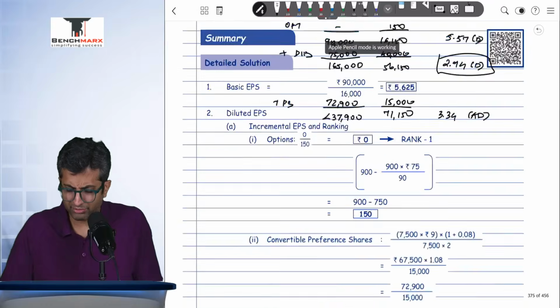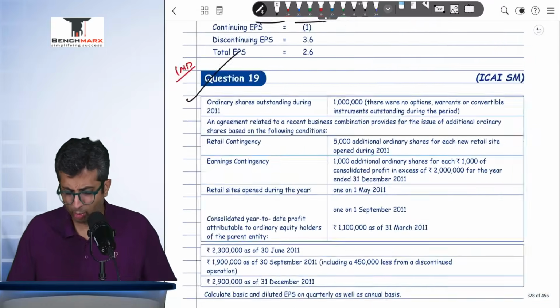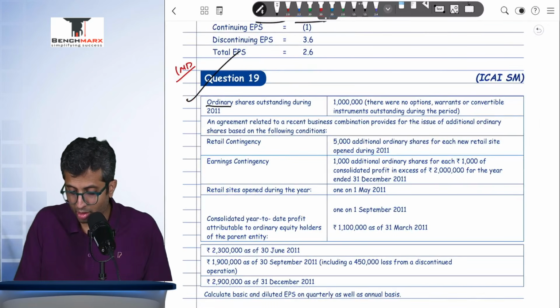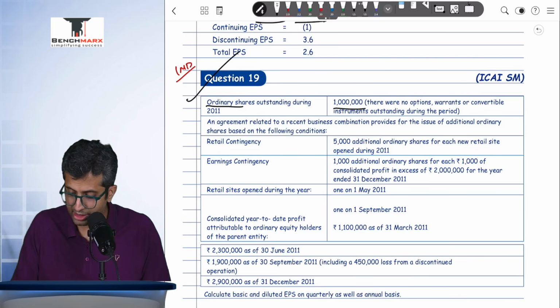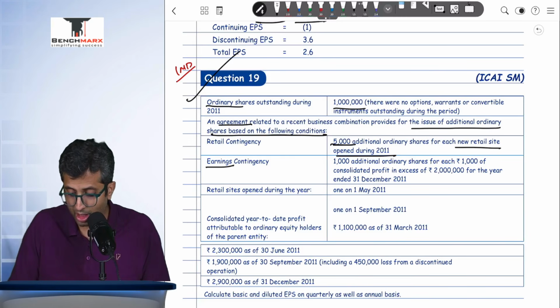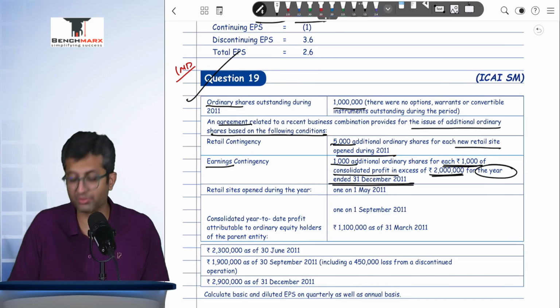Considering that, you have this question number 19, which is also an important question which we will try to tackle. Over here, ordinary shares outstanding during the period are 10 lakhs. There were no options, warrants or any other convertible instruments. An agreement relating to a recent business combination provides for issue of additional ordinary shares based on the following conditions. Retail contingency: 5,000 additional shares for each new retail site to be opened. Earnings contingency: 1,000 additional ordinary shares for each rupees 1,000 of consolidated profit in excess of 20 lakhs for the year ended 31st December 11.